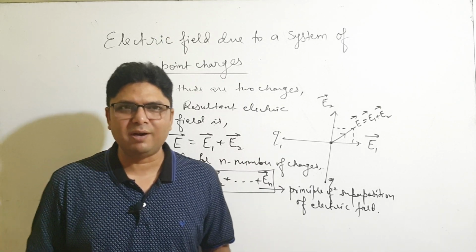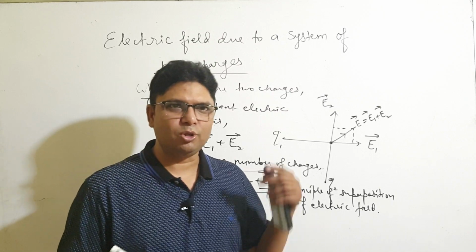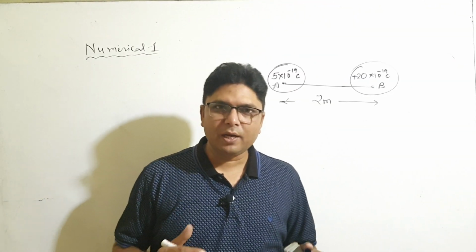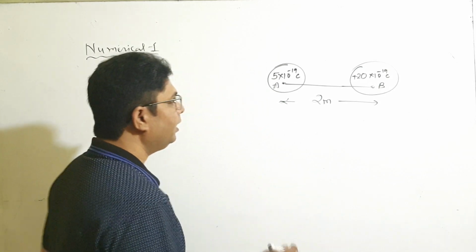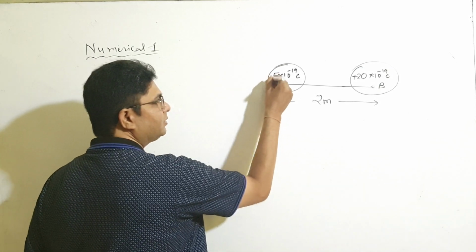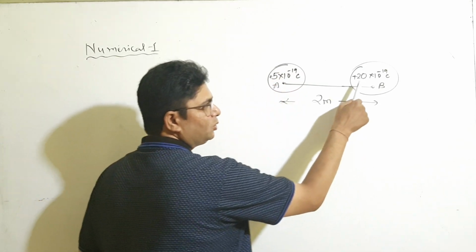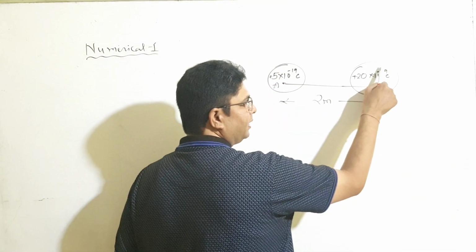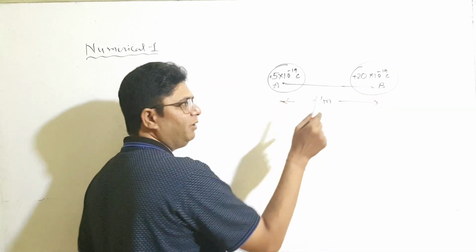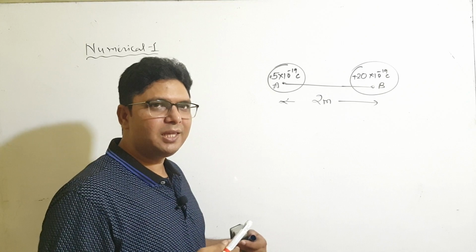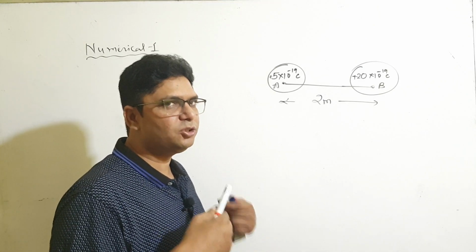Now you are going to understand a numerical based on this topic. Here is the first numerical. In this numerical, here is charge plus 5 times 10 to the power minus 19 coulomb, and here is 20 times 10 to the power minus 19 coulomb. Distance between A and B is 2 meter. Then the question is, where will the resultant electric field be 0?